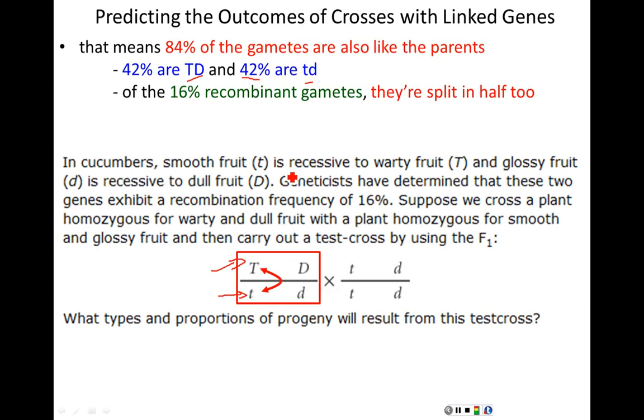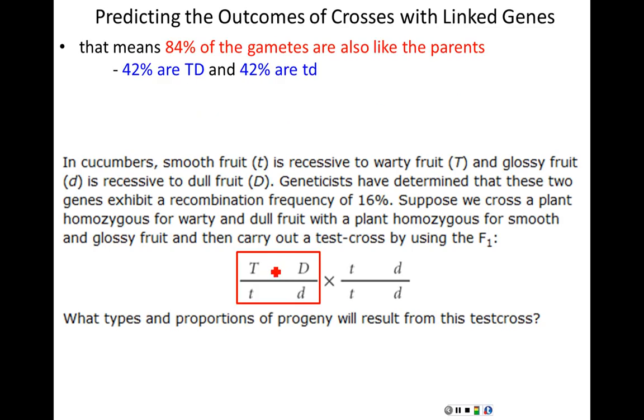What were we left with? Well, we were left with our 16%. We knew that. That's what we started with. So 16% of the offspring are recombinant offspring. But they're also split in half. And they're going to result from the flipping of one set of alleles relative to the other. So that means 8%, or half of the 16, are going to have the big T with the little d, and the other 8% are going to have the little t with the big D. Because when we get recombination between these two, we flip one relative to the other.